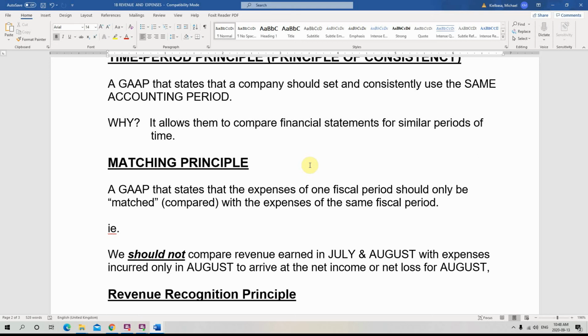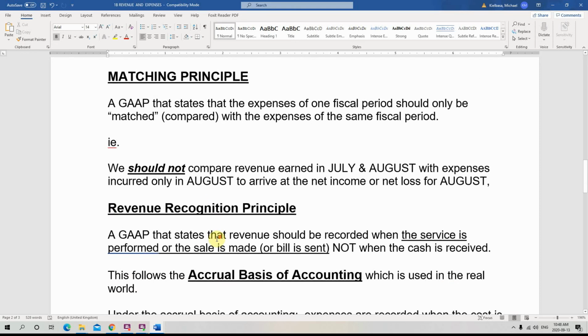So that's to allow for comparison as well. You shouldn't show the revenue for 3 months and the expenses for 1 month. Okay? There's a rule that says you can't do that. So if you're going to show the revenue for 3 months, you've got to show the expenses for those same 3 months. Okay? All right.